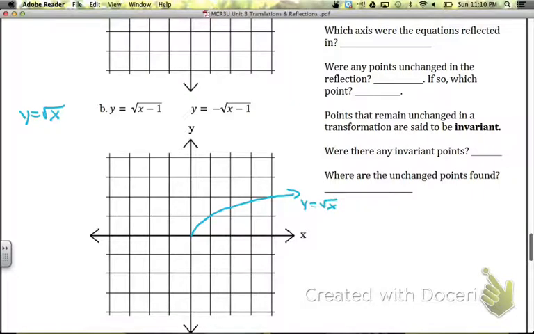Now let's look. What does this negative 1 do? That negative 1 is going to move it right 1 unit. So each of our points are going to move 1 unit to the right.